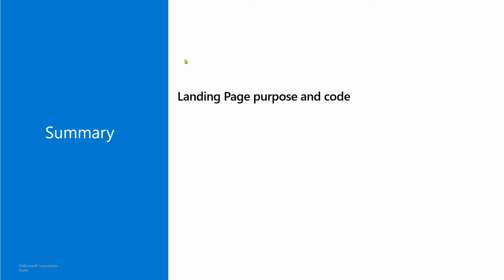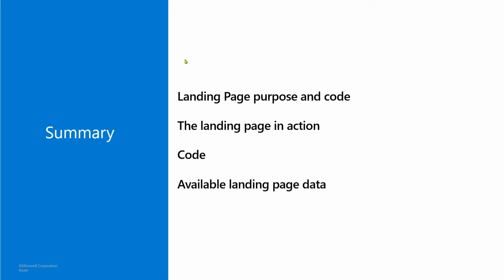So we saw the purpose and some code for our landing page, and we saw our landing page actually working and in action. And this is when we actually took a look at the code of the index action, and we saw how we were calling that SaaS fulfillment API. And then finally, we looked at some data that is available to you to put on your landing page should you choose to do so.